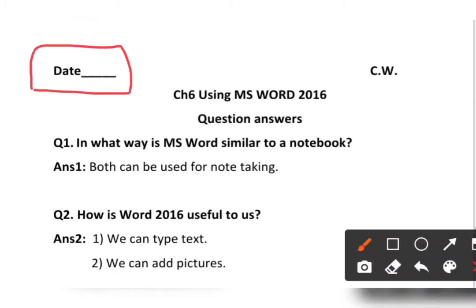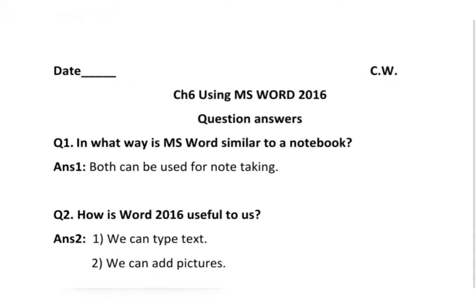that you have to mention today. It should be mentioned on the left hand side of your notebook at the top left corner, right? After mentioning the date, on the right hand side, you will mention the CW, that is class work. On the top right corner, you will mention it.